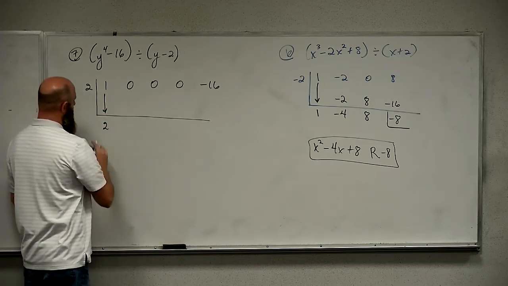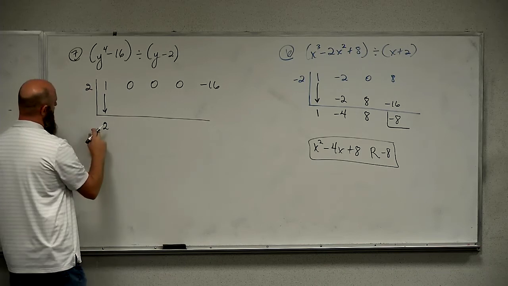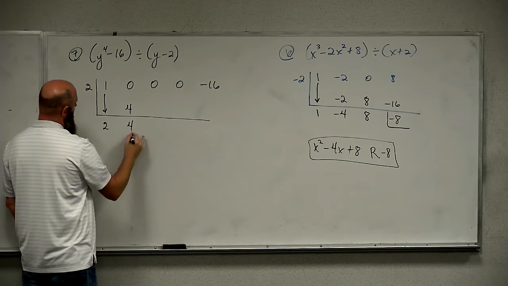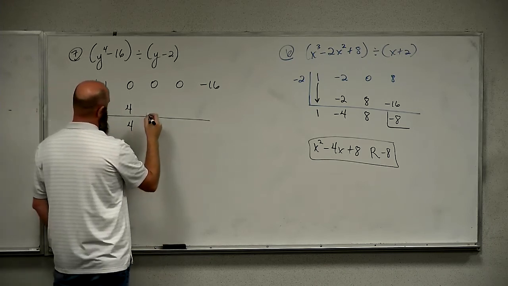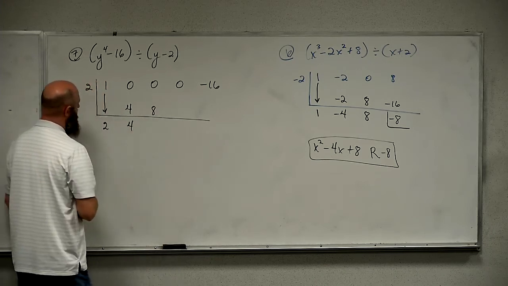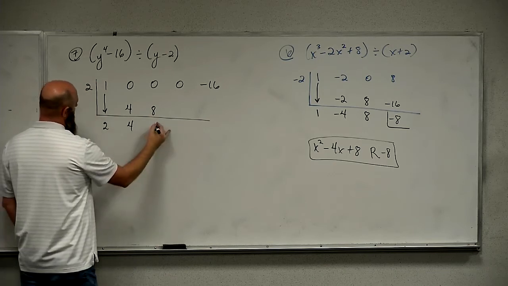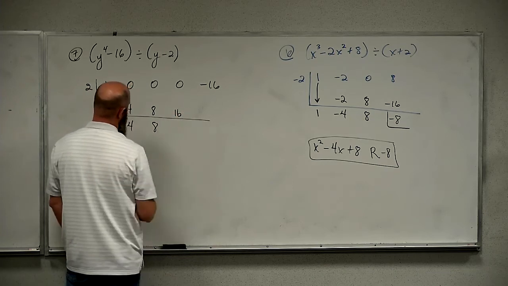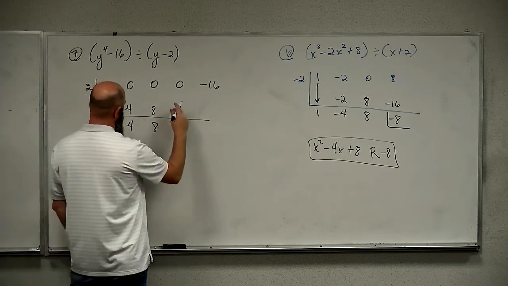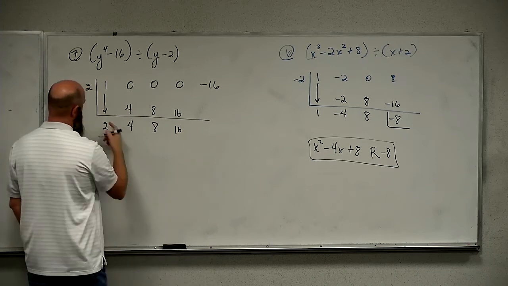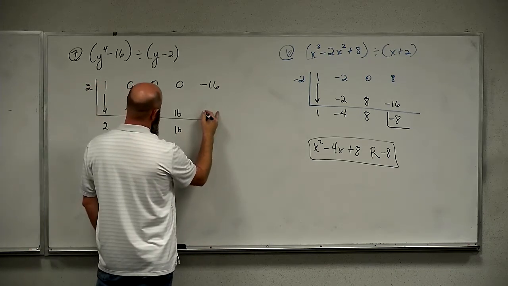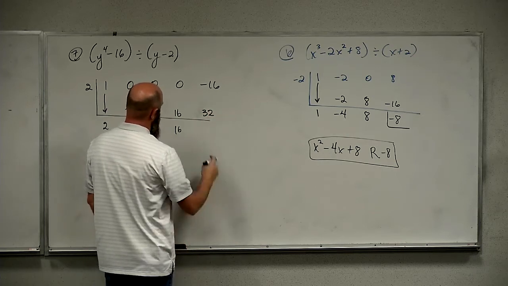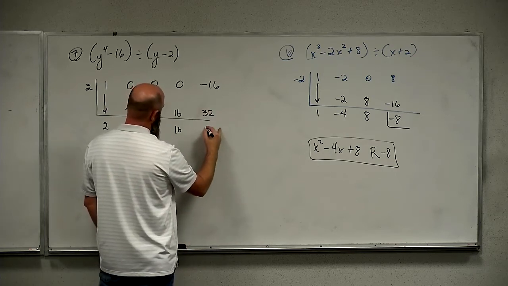All right, so we bring down our 2. 2 times 2 is 4. 0 plus 4 is 4. 2 times 4 is 8. And we bring that down. 2 times 8 is 16. We get 16 here. 2 times 16 is 32. And so we subtract those and we get 16 again.